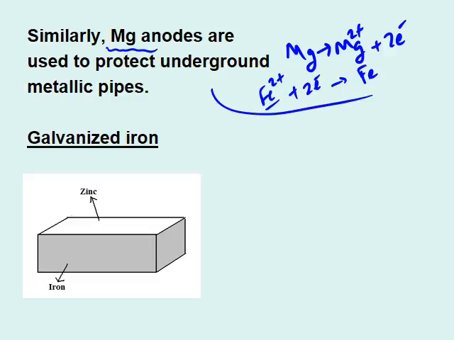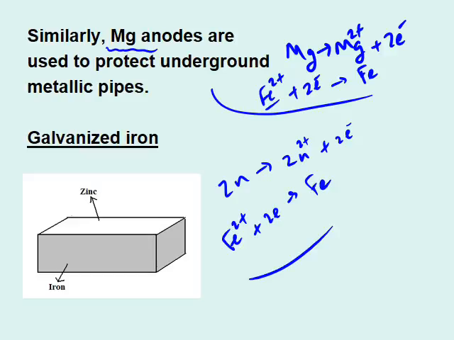Similarly, iron pipes are often coated with zinc. Same idea. Zinc gets oxidized into zinc 2 plus and 2 electrons, and that forces Fe2 plus to receive electrons, becoming Fe. And this is how it prevents rust formation.